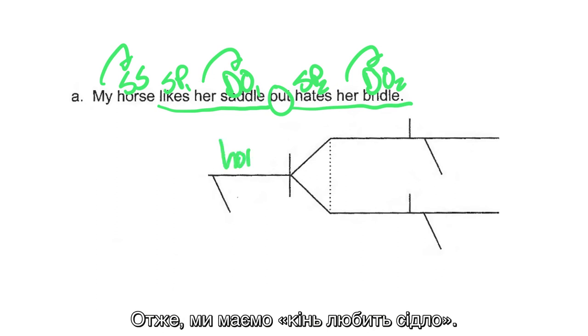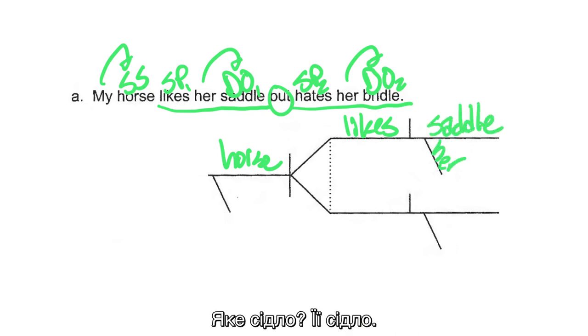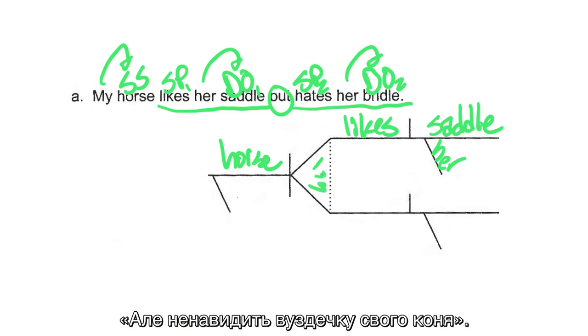So we have horse, likes, saddle. Which saddle? Her saddle. But, hates, bridle. Her. My horse.